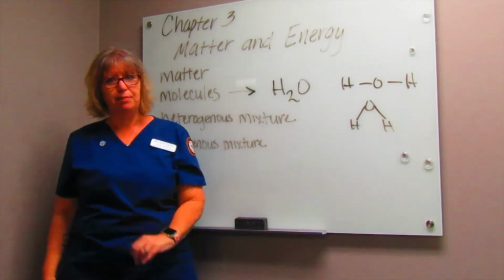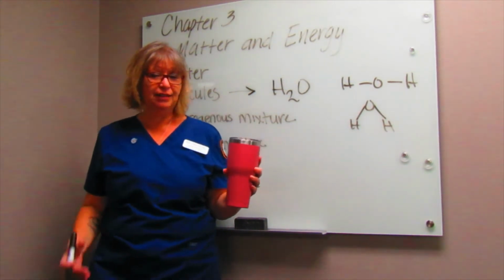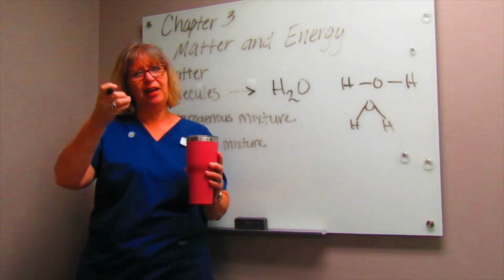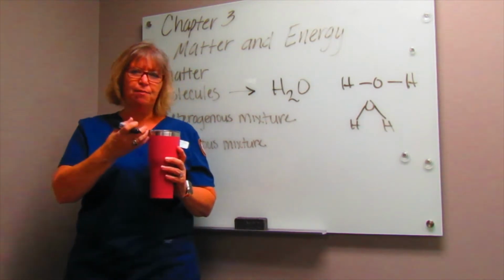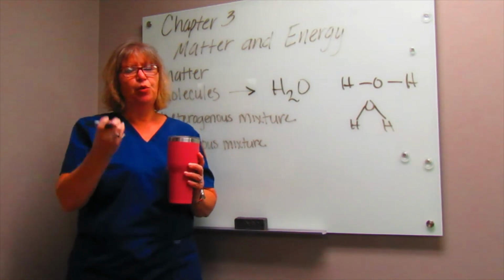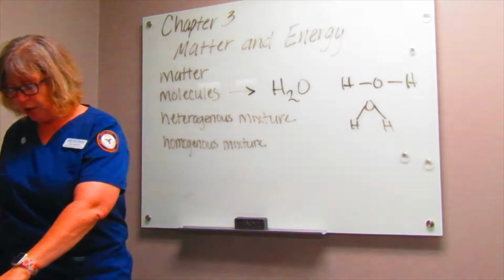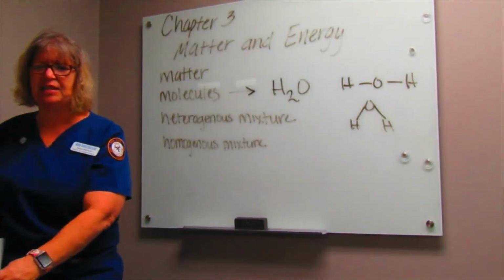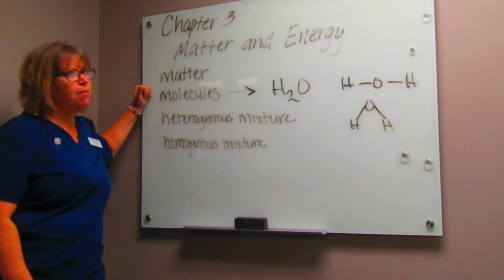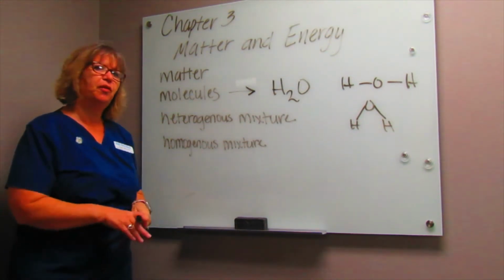A homogeneous mixture would be my cup of coffee with my cream and sugar in it. Each apart, these three substances each have a different composition. But when I mix them together, the molecules combine and it makes a smooth, consistent substance. So that would be a homogeneous mixture. So it actually has the same composition throughout. So those are just some of the definitions that I wanted to talk to you about before we get too deep into the video.